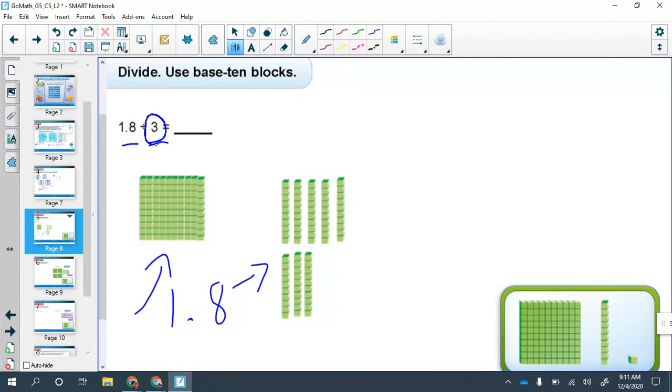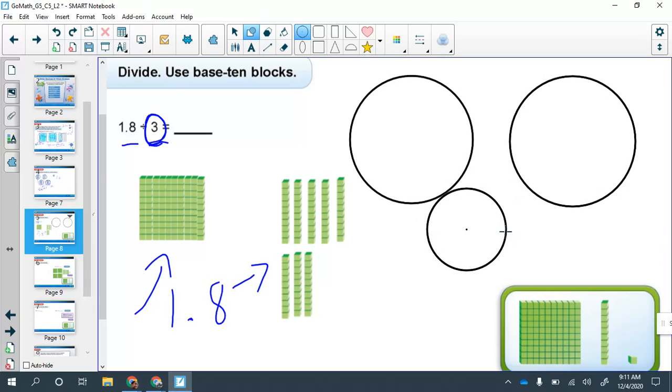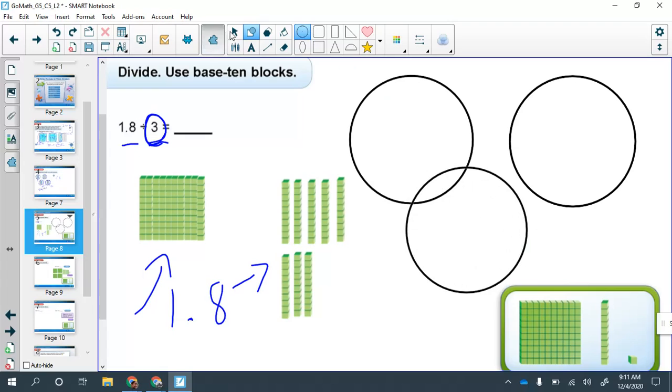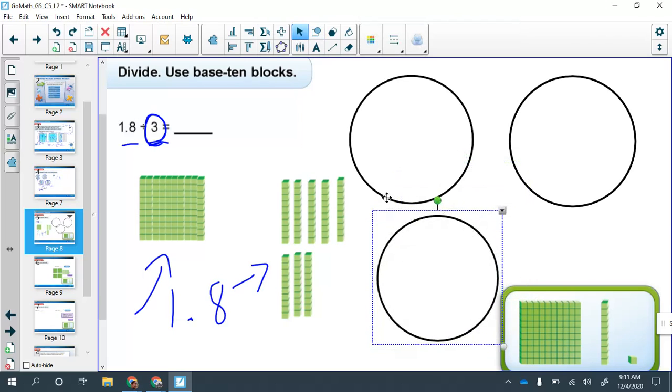The next thing I want to do is look at my divisor, and I'm dividing by the number 3. So I want to take this and draw 3 groups. So there's one group, here's group number 2, and then here is group number 3. And oh gosh, we've gotten all sorts of crazy. Here we are. So let's see if we can move this one down a little bit.